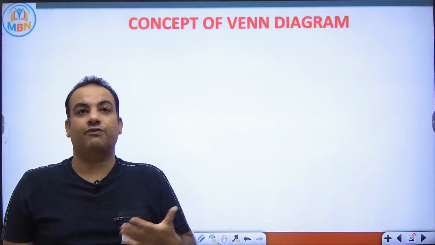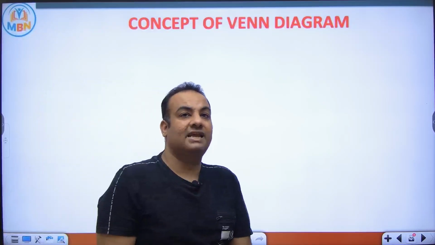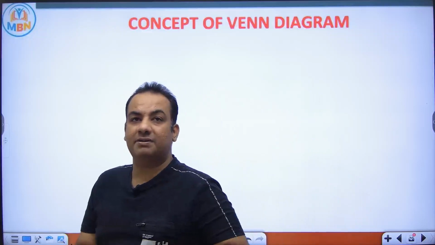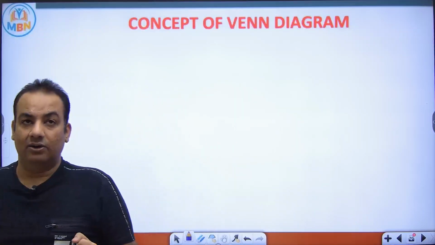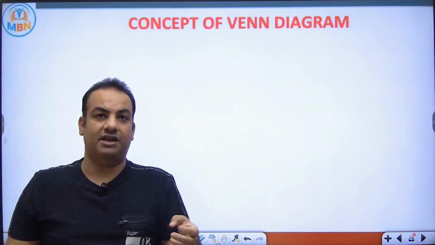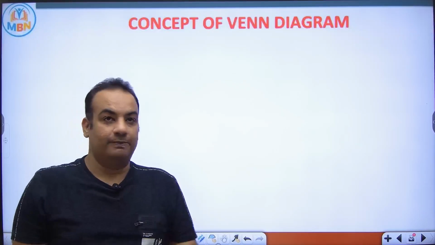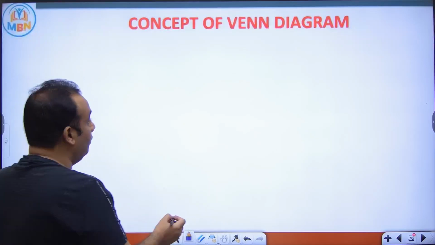Now, what kind of questions do they ask? They ask questions like this, that some people drink tea, some people drink coffee, some drink both, some drink neither. Okay, and they will give you a certain situation and you have to find the unknown which they are asking. So what do you have to do? Whenever you get this kind of question, what do you do?